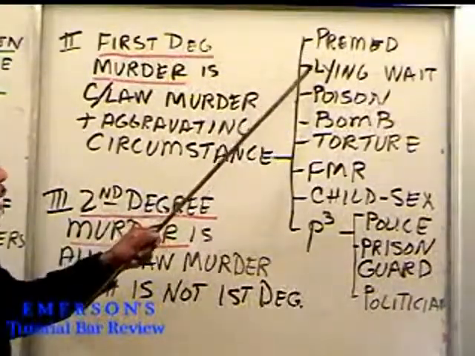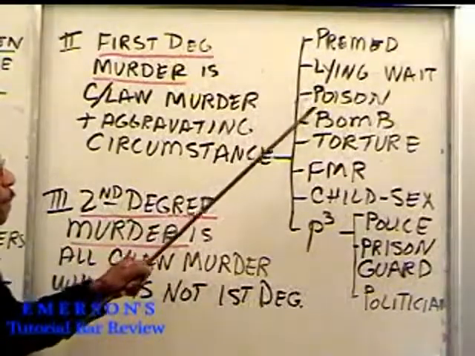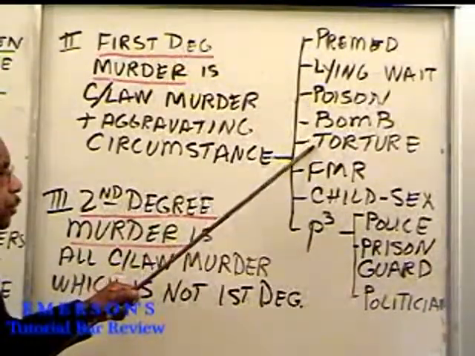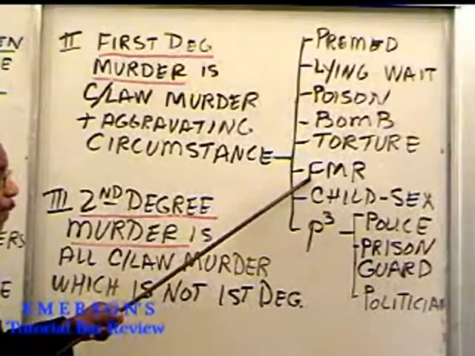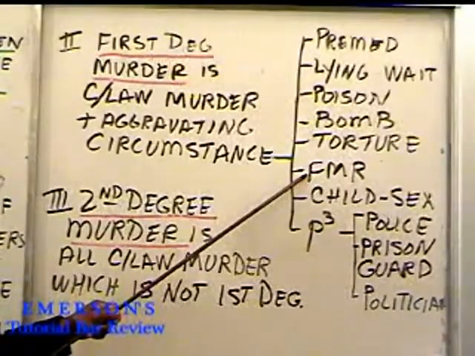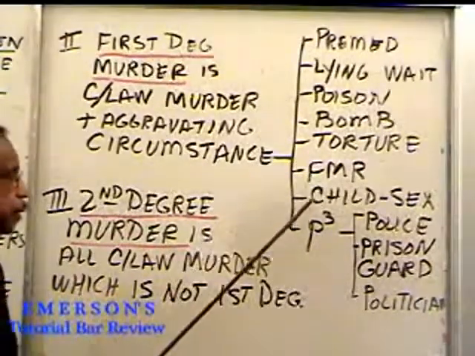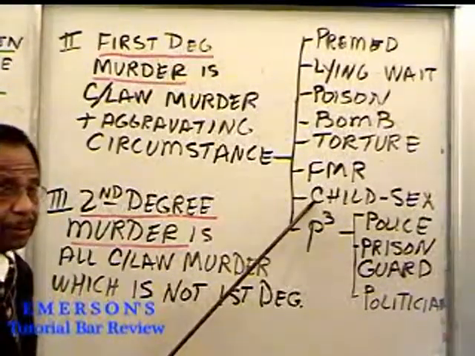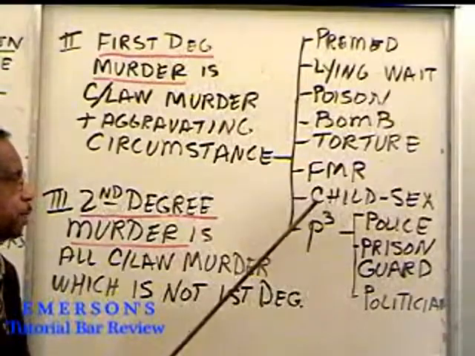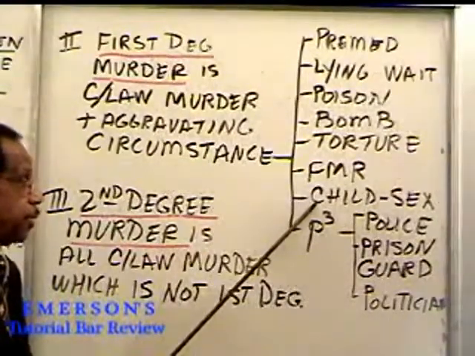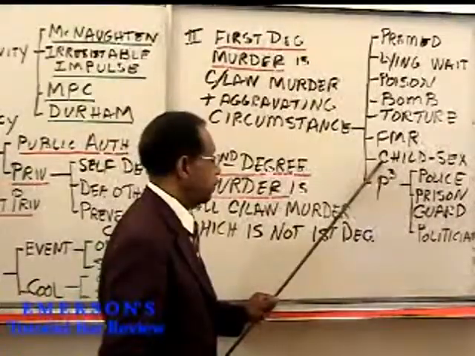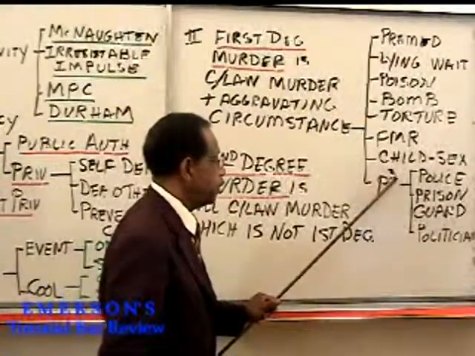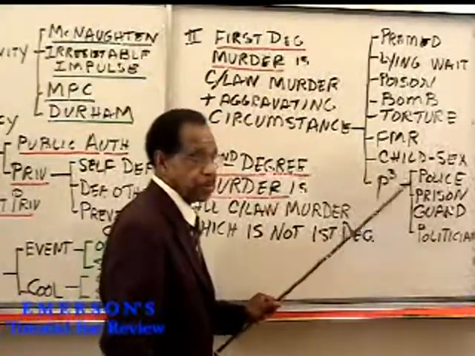Premeditated, lying in wait, poison, bomb, torture, felony murder rule. Okay, that'll get you up to first degree, just like we talked about. If a child is killed during a sex act, a child is kidnapped and then some sex act is performed, the kid dies, that'll get you up to first degree. And all three of these P's will get you up to first degree.